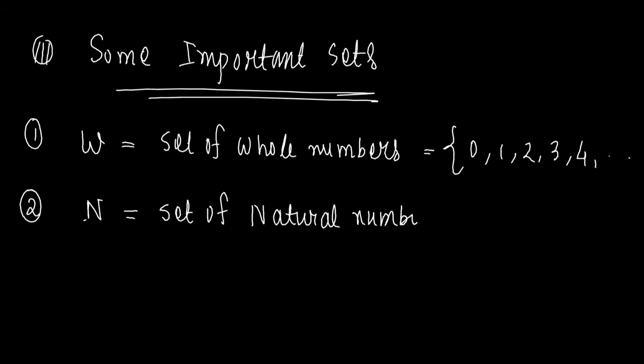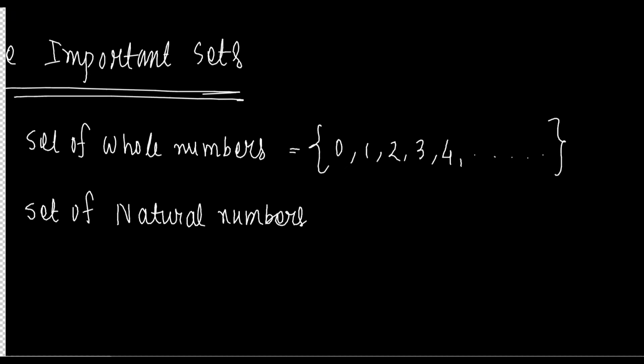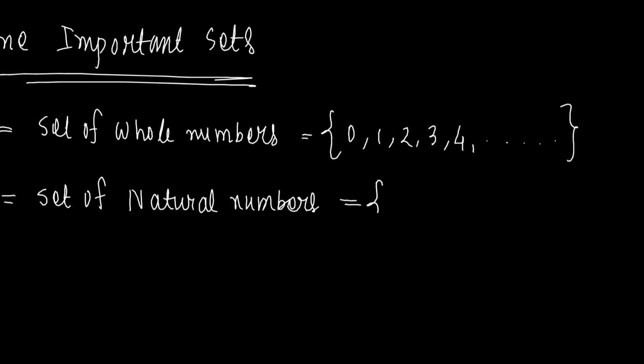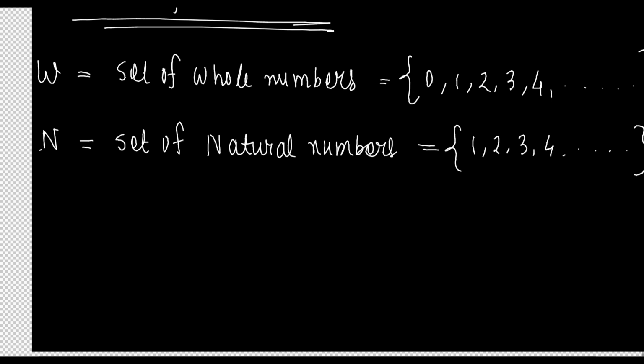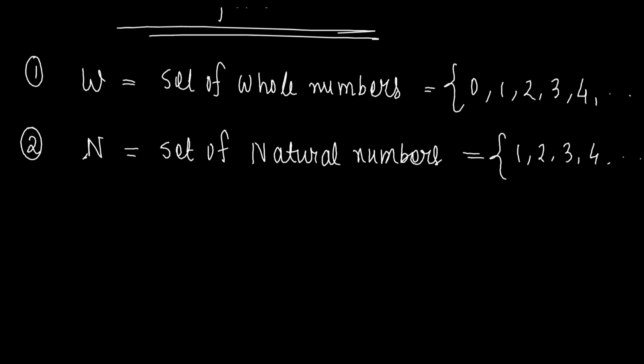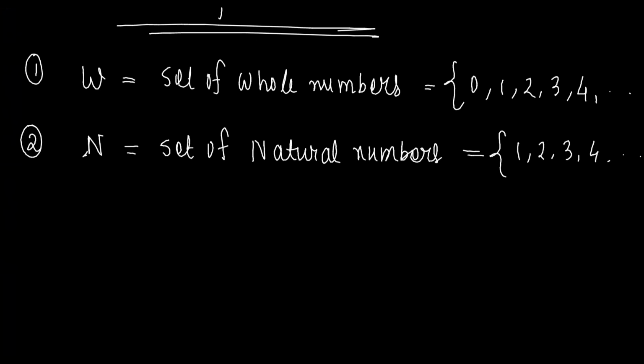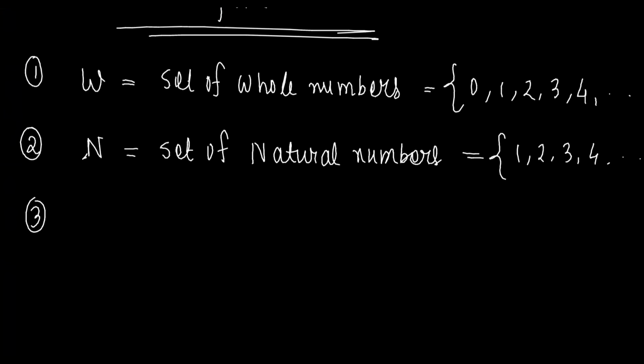So capital N represents the set of natural numbers. Natural numbers means it starts from 1, 2, 3, 4 and so on. So this is the set of whole numbers and natural numbers, denoted by capital W and capital N respectively. Now the next set that we have is the set of integers, and it is represented by capital I or capital Z.